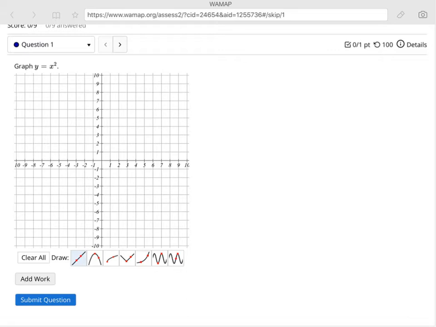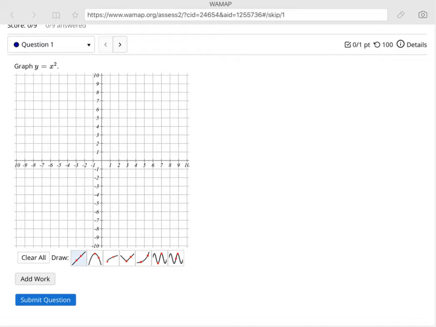Now, if you want to, you can actually do this by plotting some individual points to see where they go. It doesn't mean you're actually going to plot them on WAMAP, but you can plot them on paper to see what it's going to look like. If you did that, I'd be saying, okay, well, I'll try an x value of 0, say. 0 squared is 0. And so I'd plot a point right here at 0. And then I could try putting 1 in for x. 1 squared is 1. And then I could try plugging 2 in for x. And 2 squared is 4.